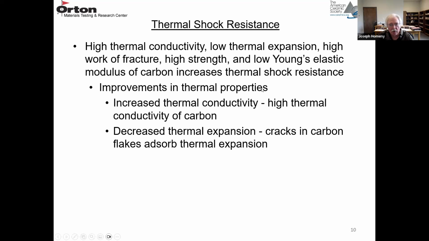So the improvements in thermal properties, you have increased thermal conductivity because carbon and graphite has high thermal conductivity, and you have decreased thermal expansion due to the presence of carbon. The graphite flakes, because of the anisotropy and the thermal expansion, have microcracks present. So when microcracks close, they also decrease the thermal expansion.